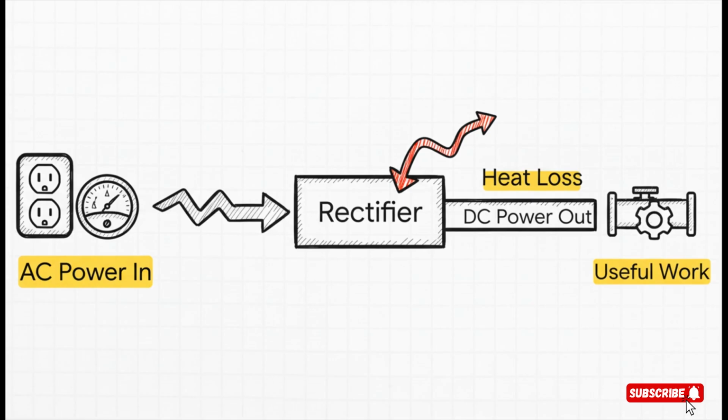The DC power out is the good stuff, the useful work being done. You figure that out by multiplying the DC volts by the DC amps right off the meters. The AC power in is what the power company is charging you for. The difference between those two numbers is wasted power, mostly lost as heat.